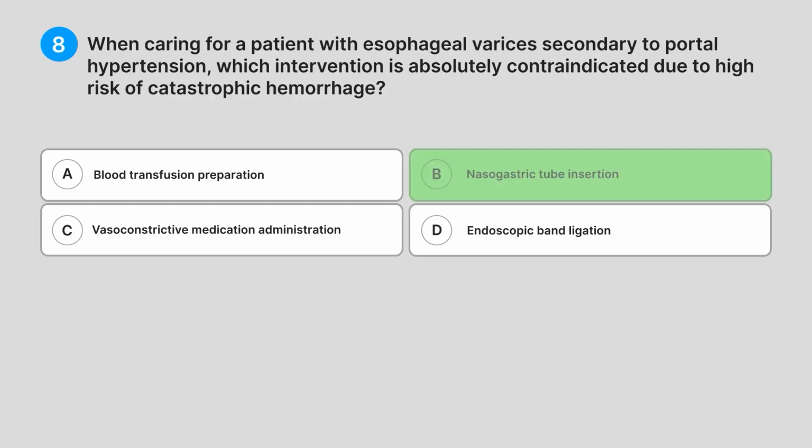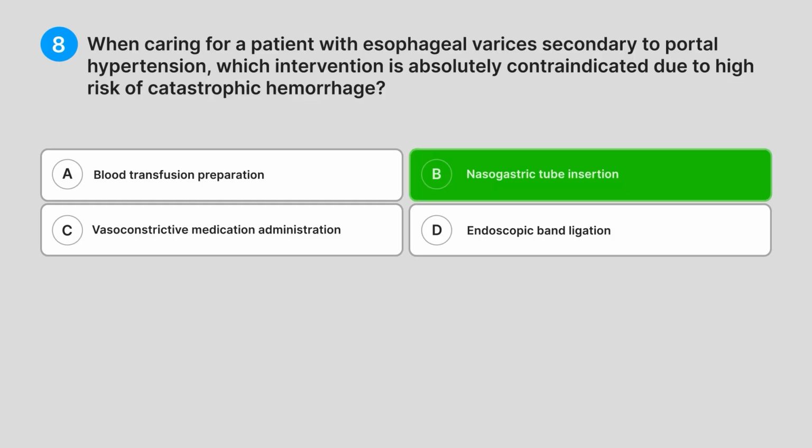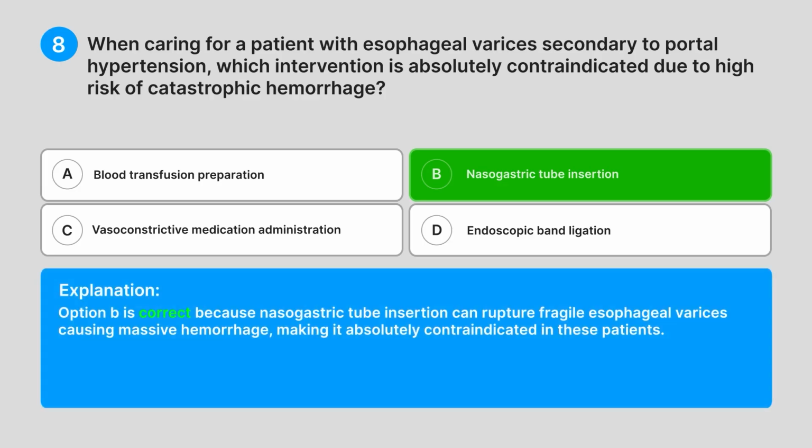Correct answer, B. Nasogastric tube insertion. Explanation. Option B is correct because nasogastric tube insertion can rupture fragile esophageal varices, causing massive hemorrhage, making it absolutely contraindicated in these patients.